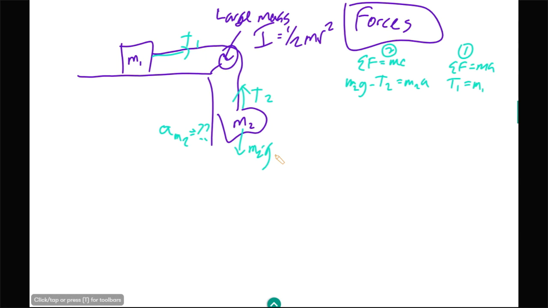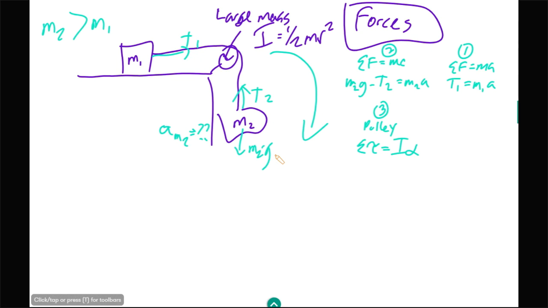T1 equals M1A. And then finally, the pulley will have sum of torques equals I alpha. So basically, figuring out which tension's bigger, the question will tell you, or at least make it really obvious. In this case, I am assuming M2 is bigger than M1, which means if anything is going to happen, we're going to be rotating in a clockwise sort of direction.